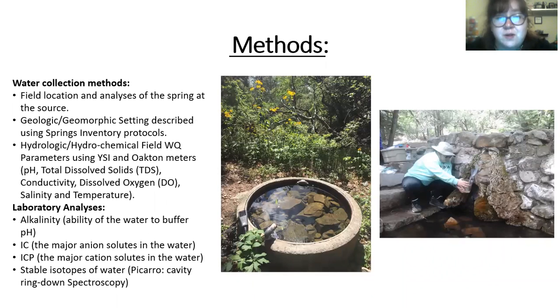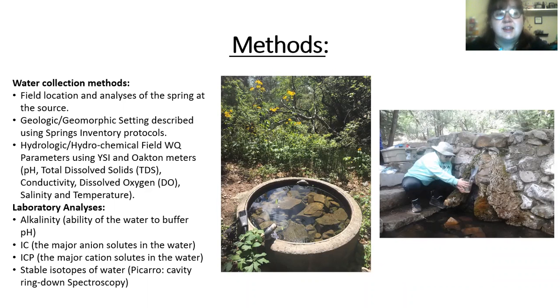Our methods include both field and laboratory methods. First, in the field, we look at the location and analysis of the spring itself at its source. Then we move into the geologic and geomorphic setting, describing it using the springs inventory protocols. And finally, we look at the hydrologic and hydrochemical field parameters using YSI and Oakton meters. We're targeting the pH, total dissolved solids, conductivity, dissolved oxygen, salinity, and temperature.